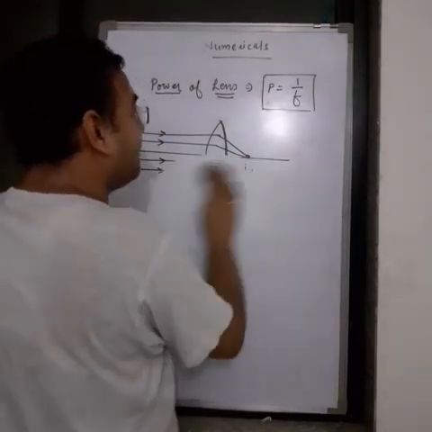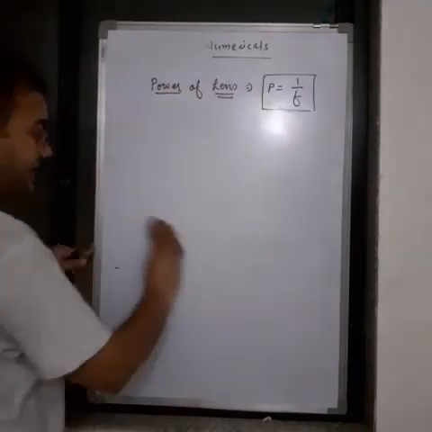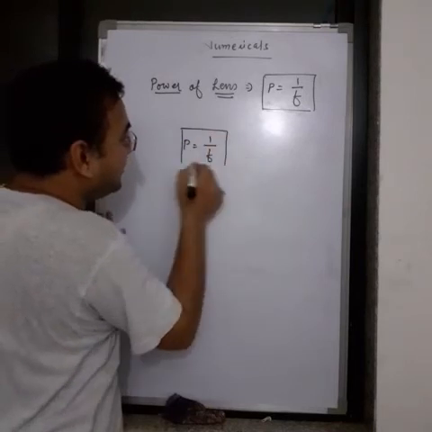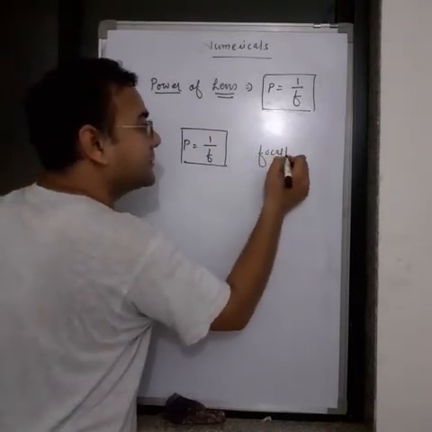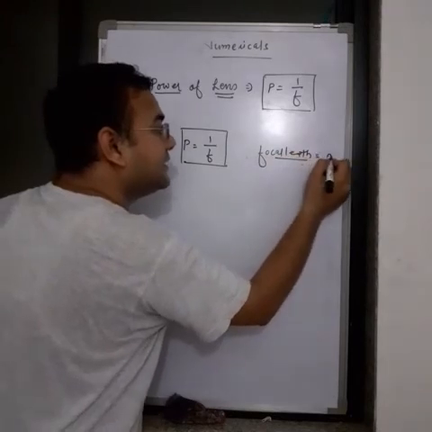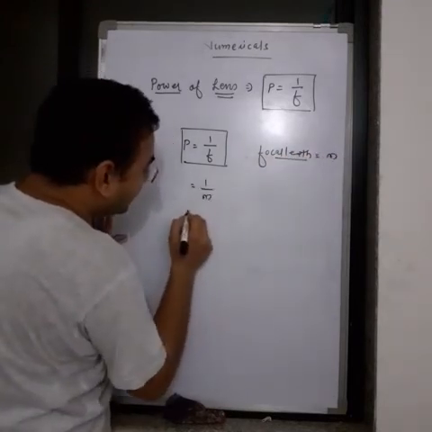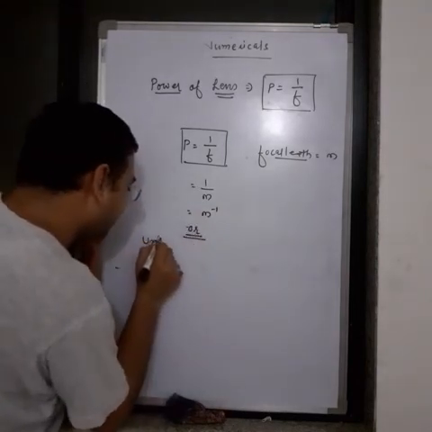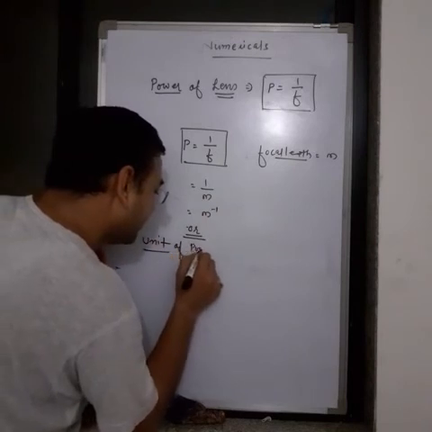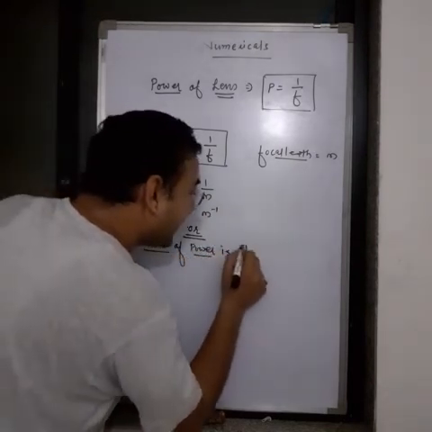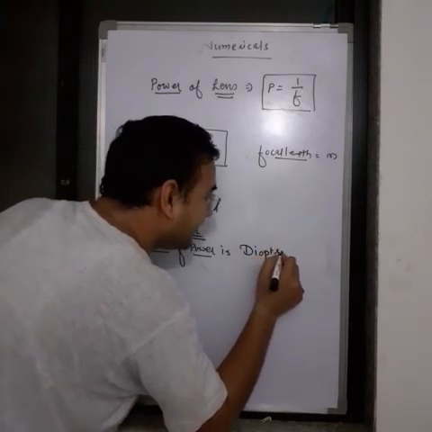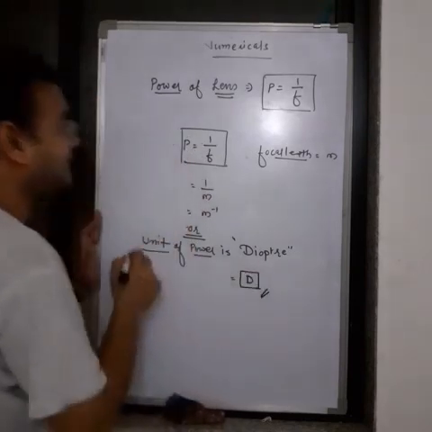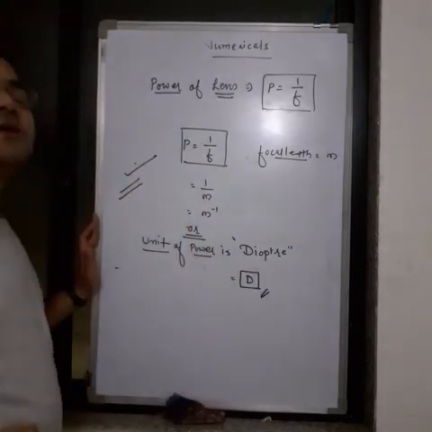The unit of power: P is equal to 1 upon f. So we can say that if our focal length is in meters, then it is 1 upon meter, so it is meter inverse. The unit of power is diopter. It is denoted by capital D. This is about the power.